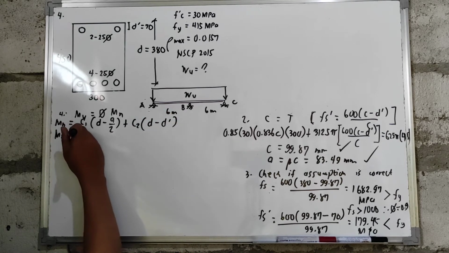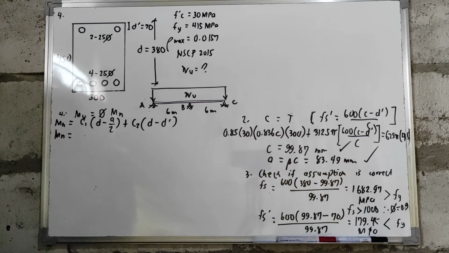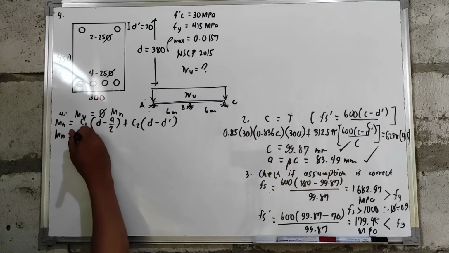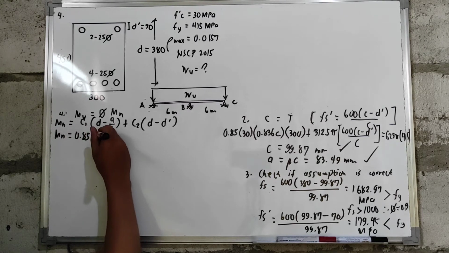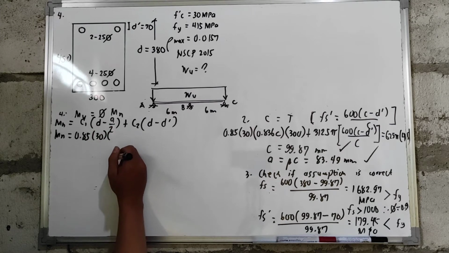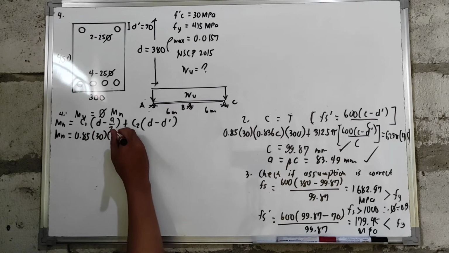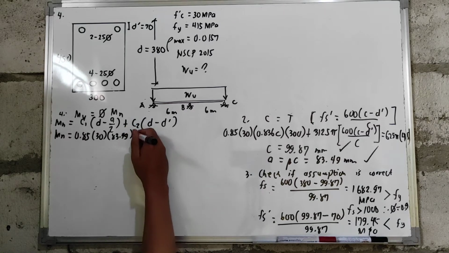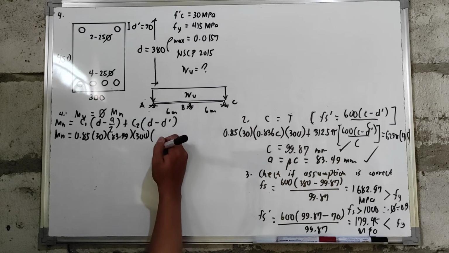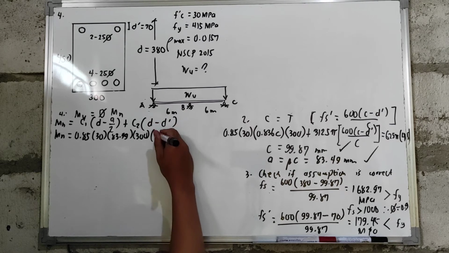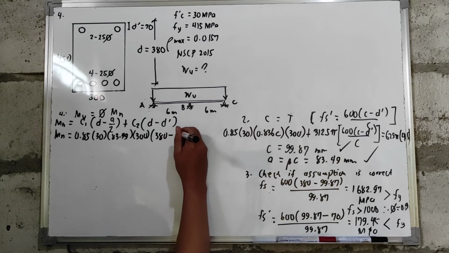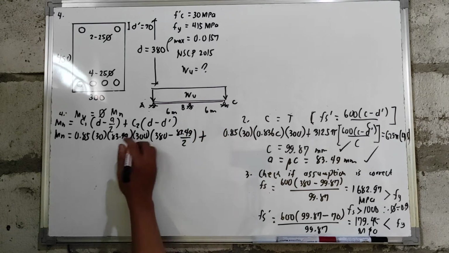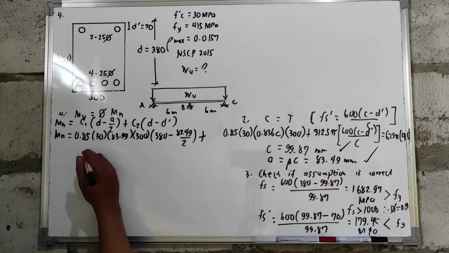So, nominal moment is equals to 0.85. Yung F prime C natin, that is 30. Yung A natin na na-compute is 83.49 multiplied by yung B natin na 300 multiplied by yung D natin na 318 minus 83.49 over 2 plus etong C2 natin na AS prime.